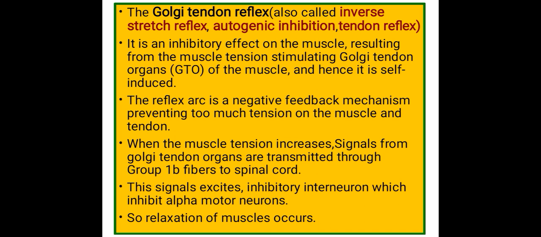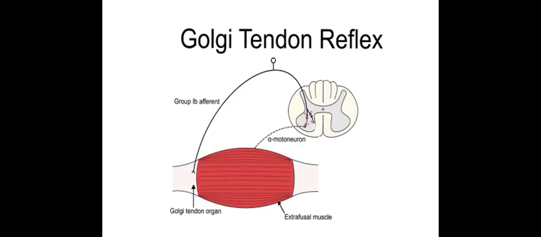When the muscle tension increases, signals from Golgi tendon organs are transmitted through group 1B fibers to the spinal cord. These signals excite inhibitory interneurons, which inhibit the alpha motor neuron, so relaxation of the muscle occurs. Golgi tendon reflex: alpha motor neuron, 1B afferent, extrafusal muscle.